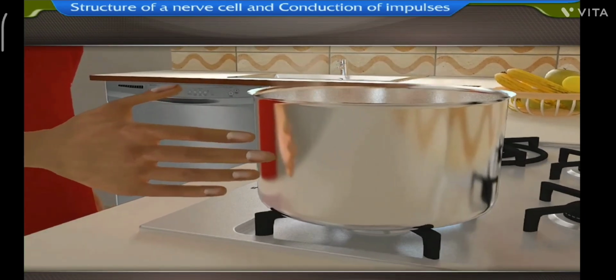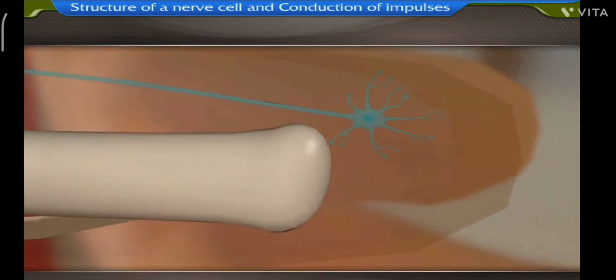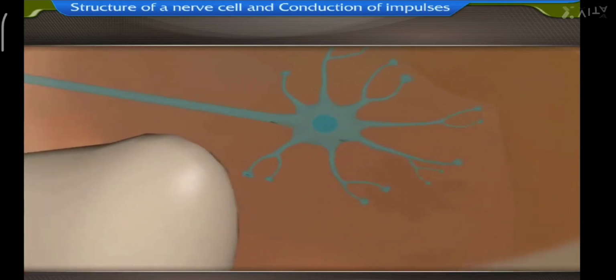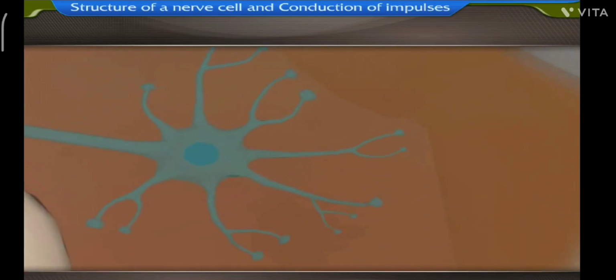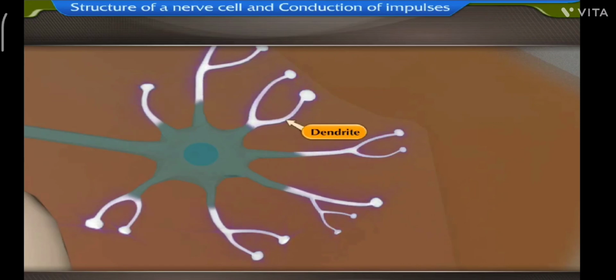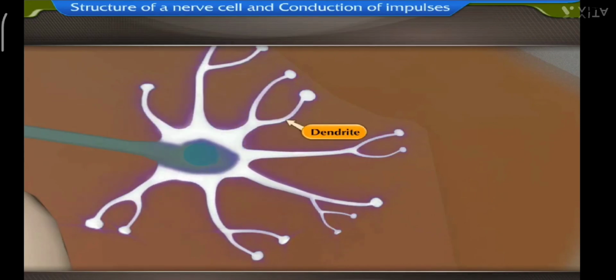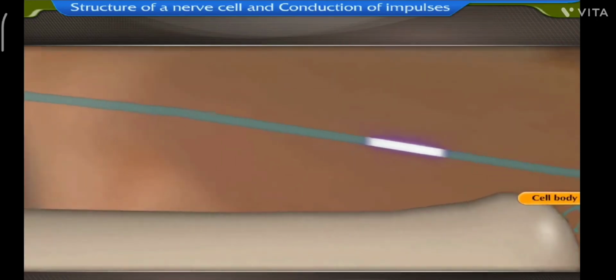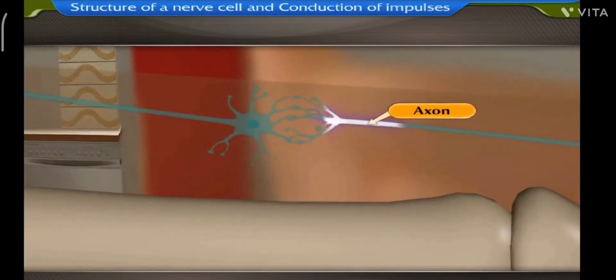We come to know that an object is hot or cold by the sense of touch. This information is picked up by the specialized tips of the dendrites of a neuron. After this, a chemical reaction is set off. An electrical impulse is produced, which travels from the dendrite to the cell body. From the cell body, the impulse travels through the axon to its end.